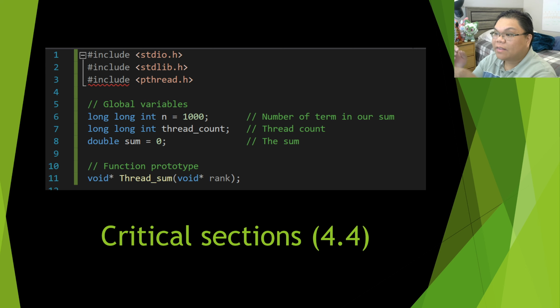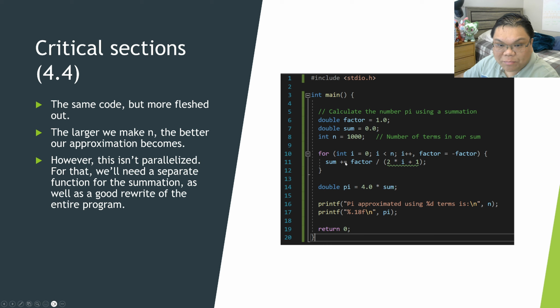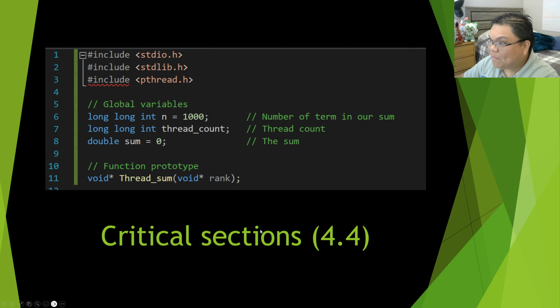We begin with a few global variables. One is n, that is the number of terms in our sum. Another one is thread count, that's, well, the thread count. And another one is the sum. We also have a function prototype called thread sum. That is where our summation is happening. So see this for loop? In our pthreads equivalent program, that for loop lives inside the thread sum function.